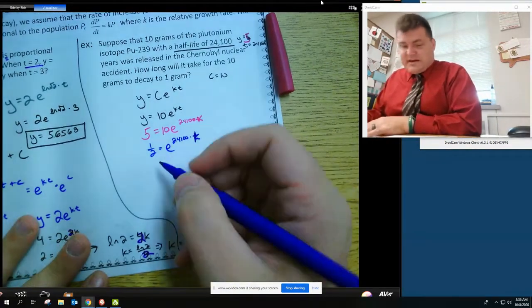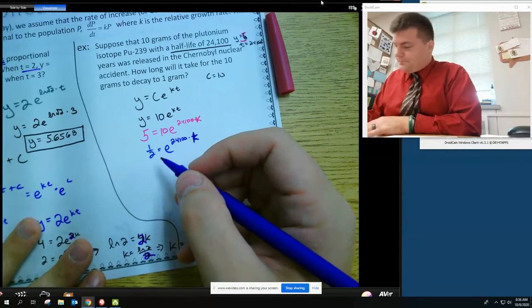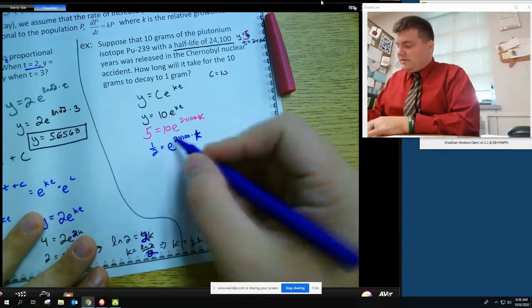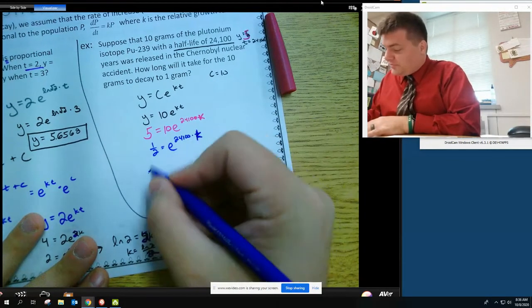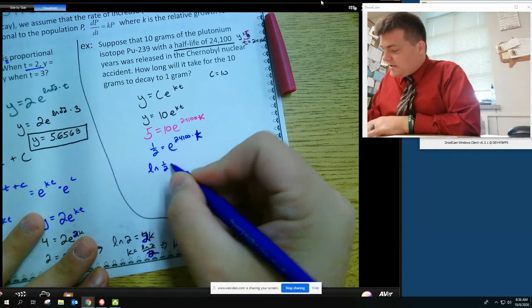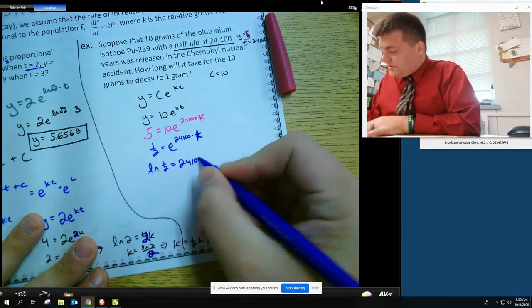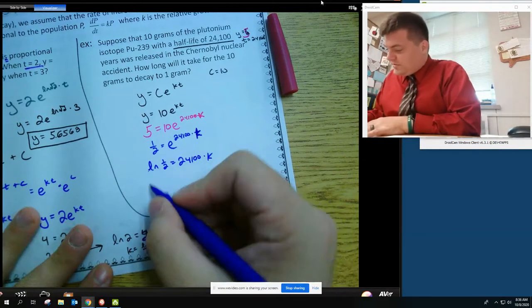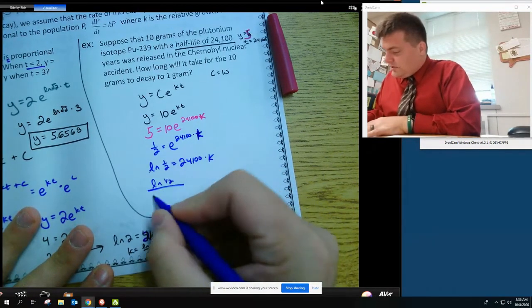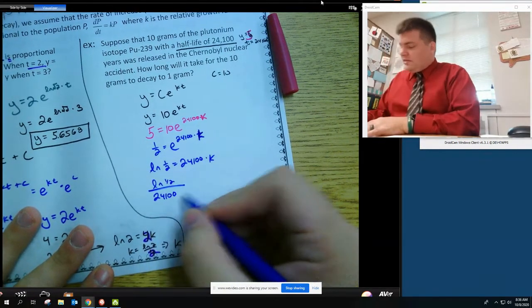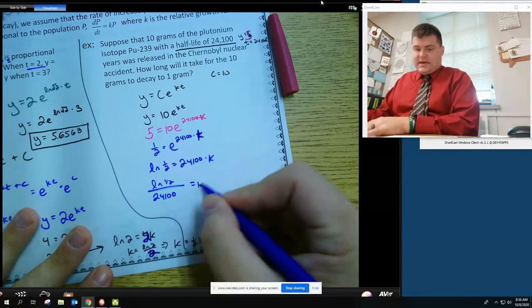So I'm just going to divide both sides. Well, I have to get the ln first, to get this k down before I divide. So I get ln of 1/2 equals 24,100 times k. Now I divide it over. So I'm going to get ln of 1/2 all over 24,100, and that's going to equal k.